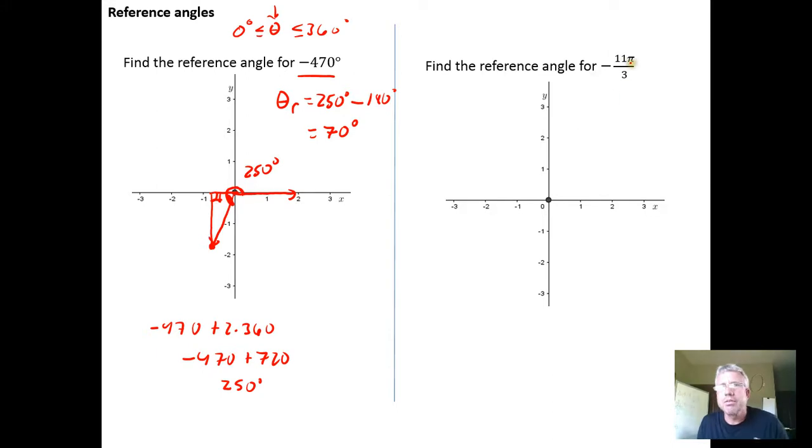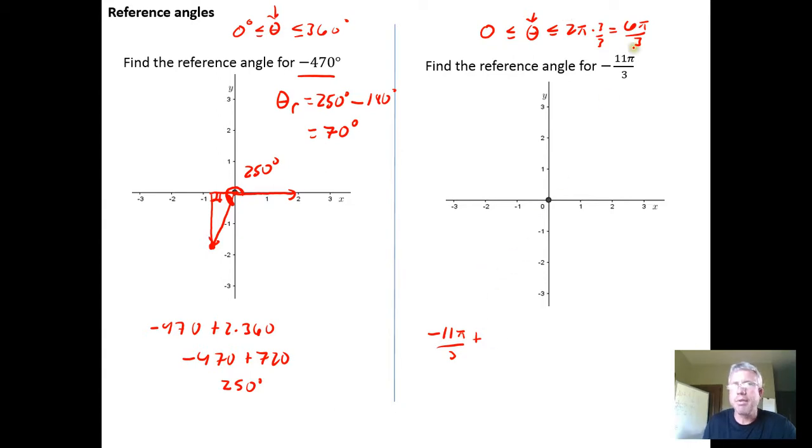Find the reference angle for negative 11 pi over 3. So I think this is the last one that we're going to look at. So we have a radian rotation counterclockwise. So I'm going to take negative 11 pi over 3, and I'm going to add something to it so that I wind up with a coterminal angle theta that's between 0 and 2 pi radians. And remember, we can get 2 pi radians into common denominator format.